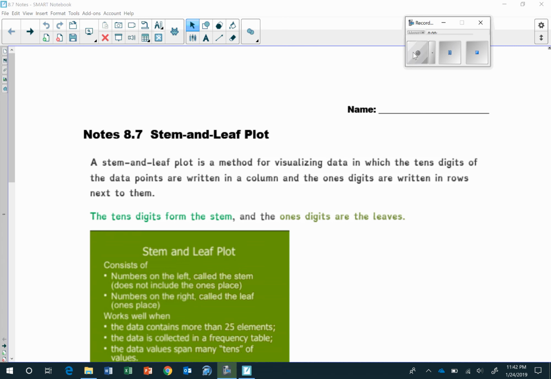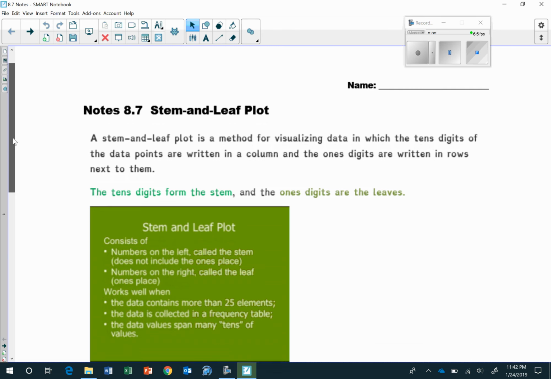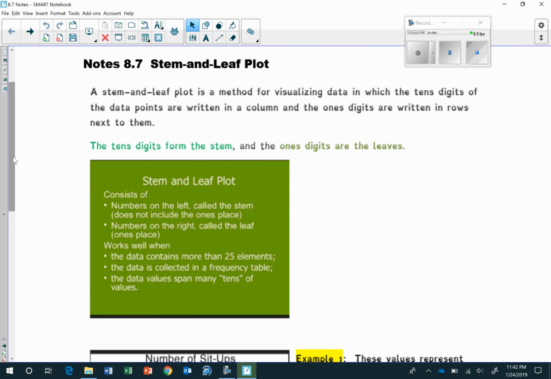All right, 8.7 is our last section on graphs and plots. So again, we've looked at a bunch of different examples. 8.7, we're looking at stem and leaf plots. So it says a stem and leaf plot is a method for visualizing data in which the tens digits of the data points are written in a column and the one digits are written in rows next to them. The tens digits form the stem and the one digits are the leaves.